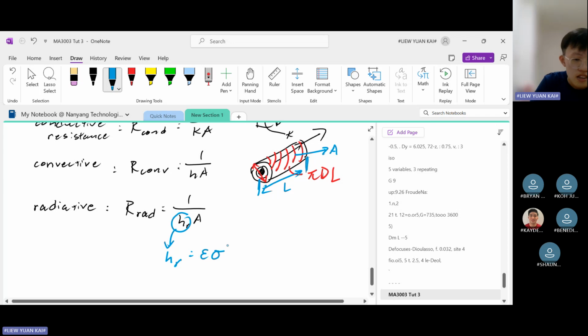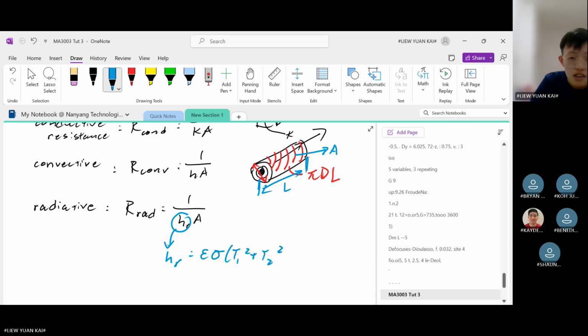Okay, hR is given by the formula epsilon sigma (T1 squared plus T2 squared)(T1 plus T2). Okay, T1 and T2 are the temperatures of the two bodies that are doing radiation with each other. Okay, epsilon is the emissivity. Sigma is called the Boltzmann constant. Don't worry about what the Boltzmann constant is. It's just a number, just like pi. Pi is just a number. Okay, and it's very easy to remember what the Boltzmann constant is. The Boltzmann constant is 5.67 times 10 to the power negative 8.